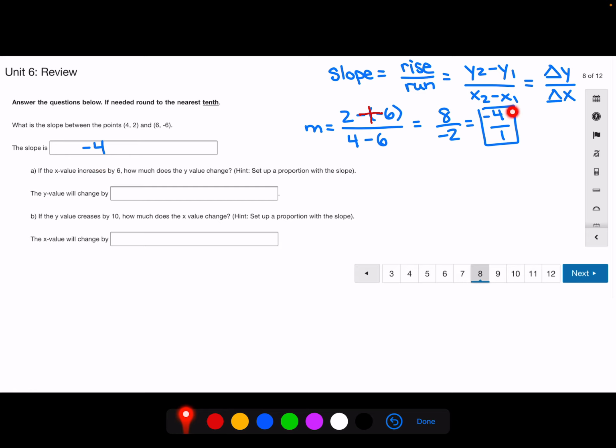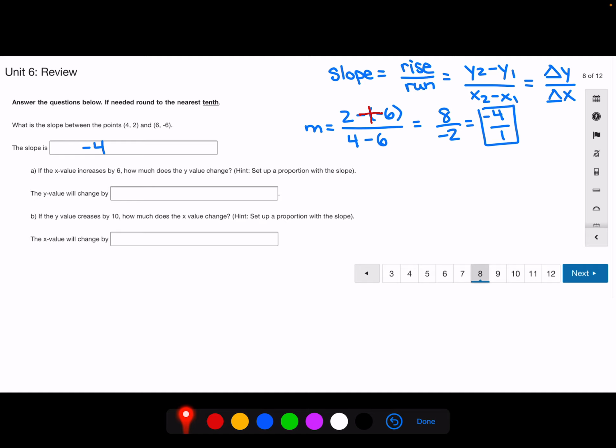Now, I'm going to keep this ratio, I'm going to keep the denominator as 1, as we talked about in 6.1, because if we're dealing with ratios, it's very important that we have a numerator and a denominator. Now, that will help us out for these next couple problems.